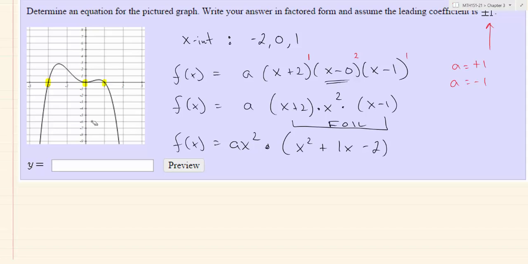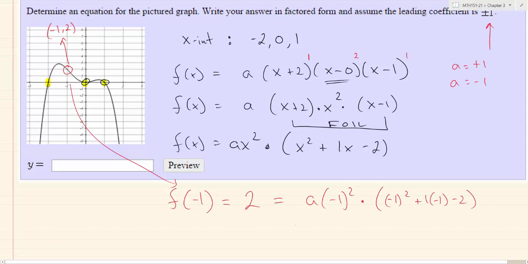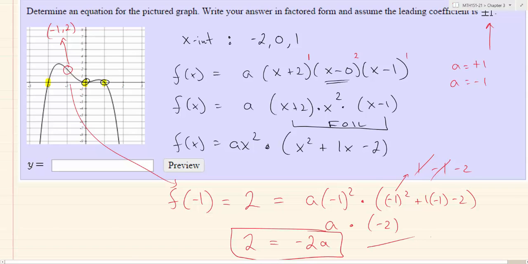1's not going to work because 1 is a 0 as well. So this point's not going to work, this point's not going to work, but this point will work. This is negative 1, positive 2. So we're going to find f of negative 1. So you're going to get a times, this is 1 minus 1 minus 2. Well, the 1 and the negative 1 cancel, and so this is just going to become a negative 2. So what you end up with is 2 equals negative 2 times a. A has got to equal negative 1.